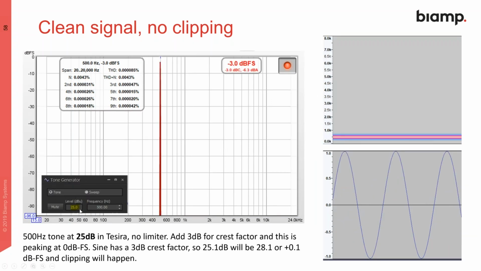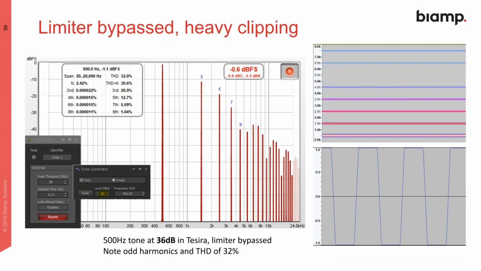Now we're going to boost it up. We'll go up to 25 on that tone generator. Not clipping. We're a sine wave. We've got a 3 dB crest factor. This is an RMS scale here, so we're minus 3 dB FS. Looking at the full wave in Audacity, we can see peak to peak, it's right up to full scale, and we see the 500 hertz in the spectrogram. Nice and clean. As soon as we boost that up beyond 25, we hit 25.1. If we don't have a limiter in there, we're going to start clipping. And when we start to clip, we get harmonics.